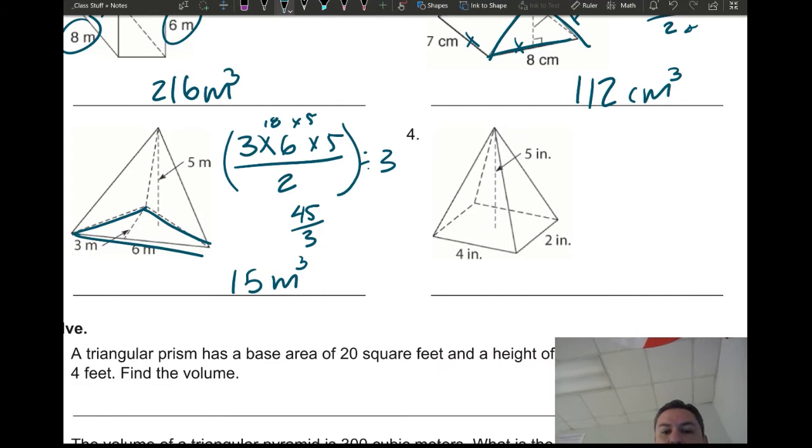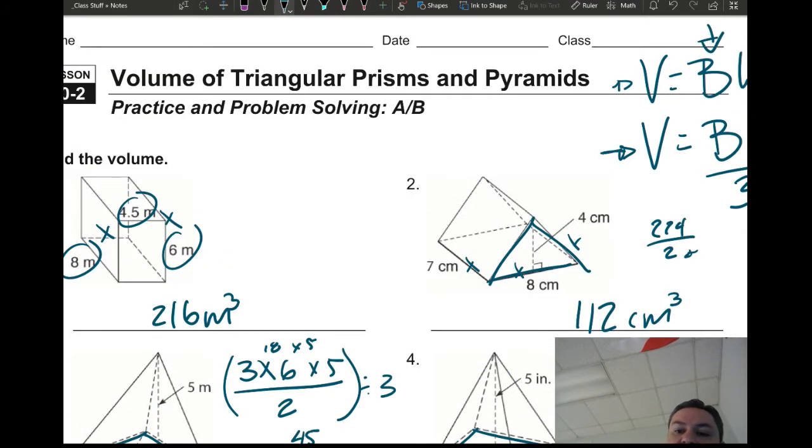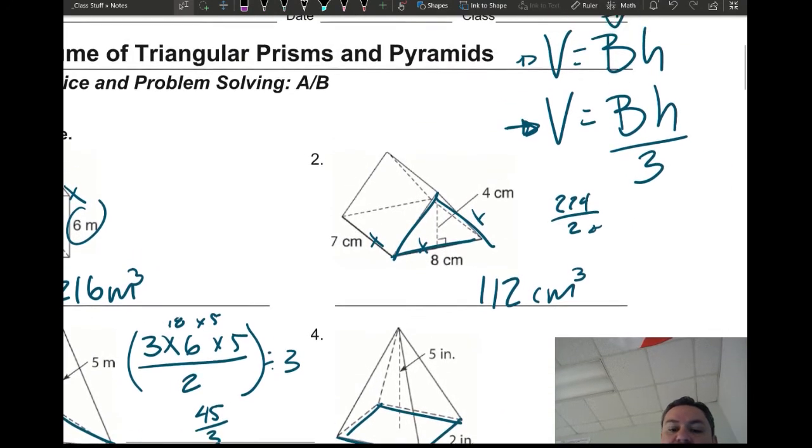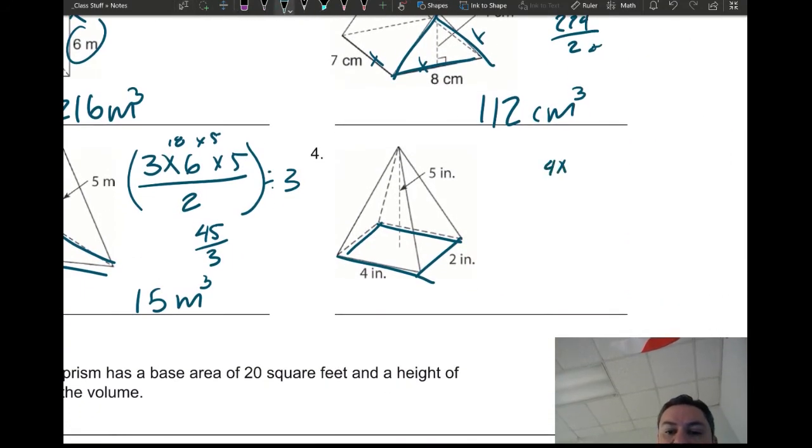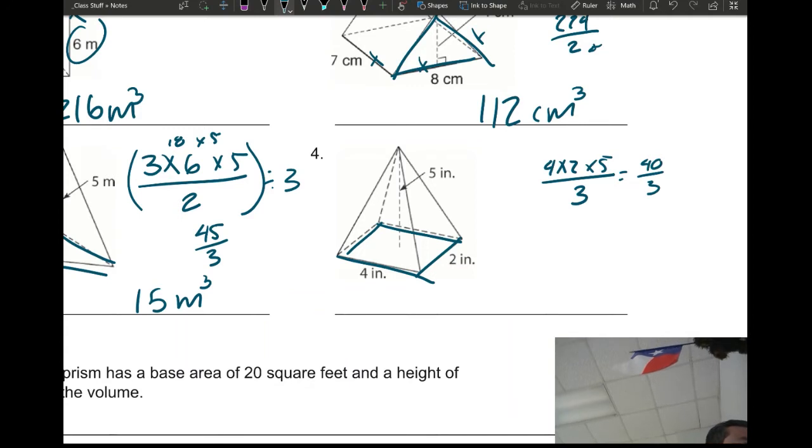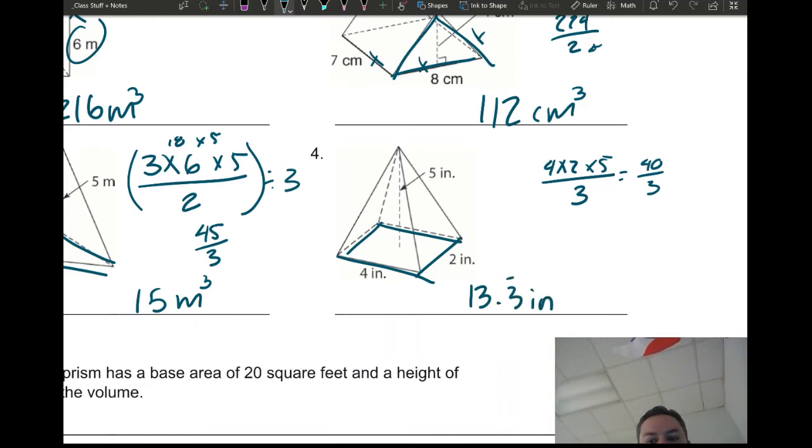Now, number 4 is a rectangular pyramid. How do I know it's a rectangular pyramid? Because the base is a rectangle. And the fast way to do this is multiply the three numbers and then divide by 3. And if you don't believe me, you can always go back and use the formula. It'll give you the same answer. So 4 times 2 times 5 divided by 3. 4 times 2 is 8. 8 times 5 is 40. 40 divided by 3 gives you 13.3 repeating, 13.3 inches.